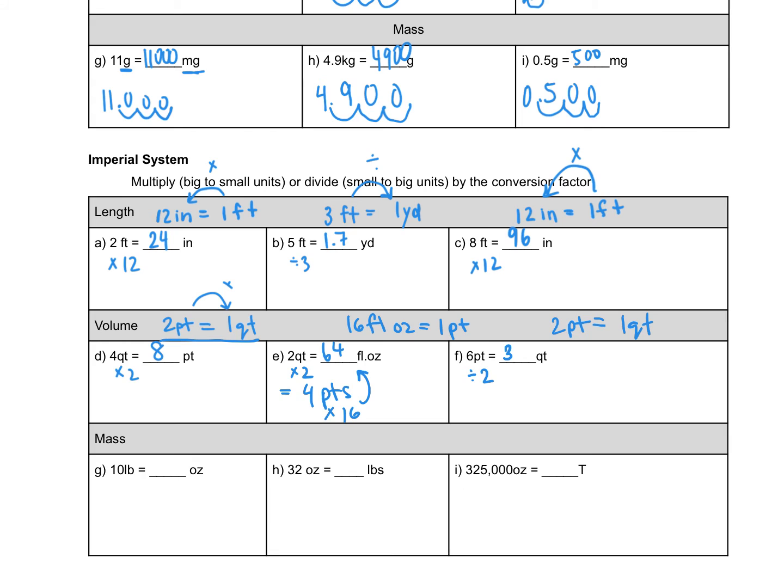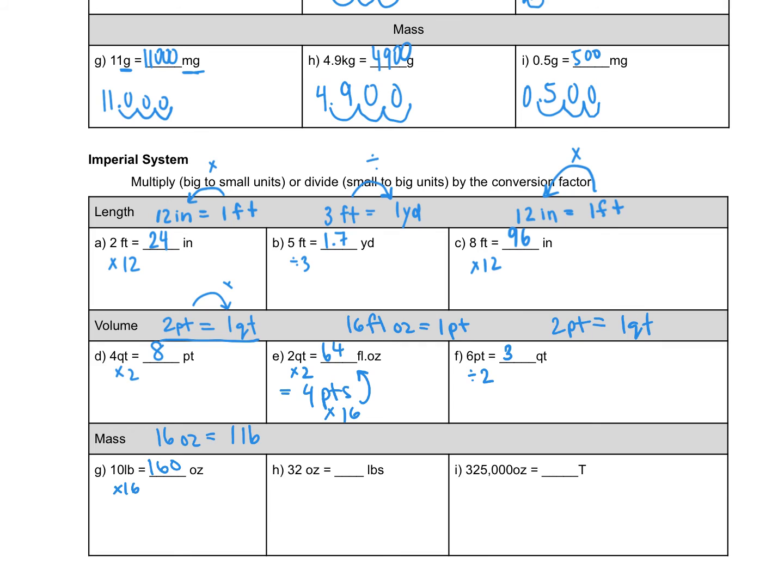Next, let's look at mass. So 10 pounds into ounces. First, let's find that conversion. 16 ounces equals 1 pound. Well, I have 10 pounds. 1 pound is 16 ounces. If I add another 16, that's 32 ounces for 2 pounds. And I can keep adding 16 until I reach the 10 pounds, or I'll just do 10 times 16, which is 160 ounces.